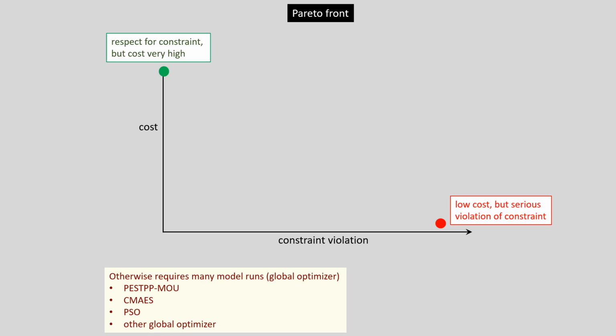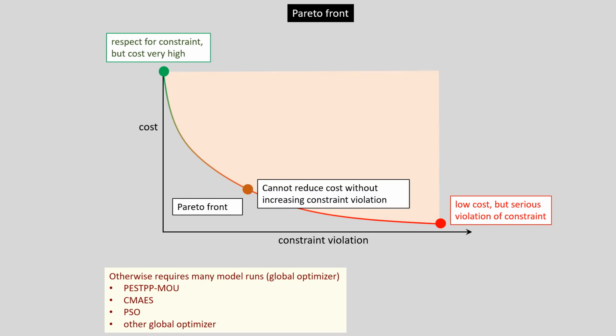Perhaps for another set of decision variables, the cost is very high, but all my constraints are respected. There's a trade-off implied here, and that trade-off can be defined by a thing called a Pareto front. Now, the Pareto front is a locus of points. There is no set of decision variables which can put us on this side of the Pareto front.